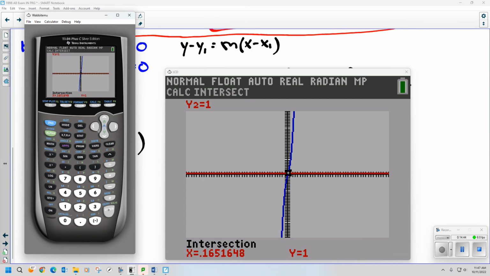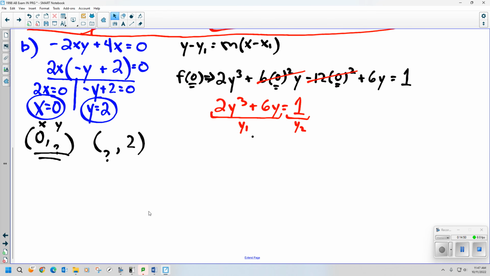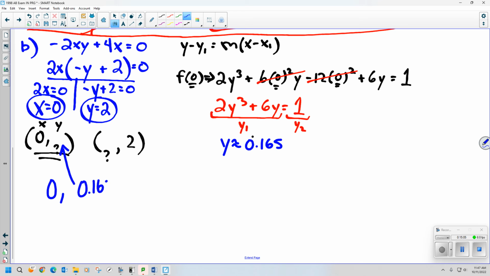So there we go. Bottom left here, 0.165. Okay, 0.165. So this happens when y is approximately 0.165. So one of the coordinates that has a horizontal tangent line, okay, is 0, comma, 0.165.